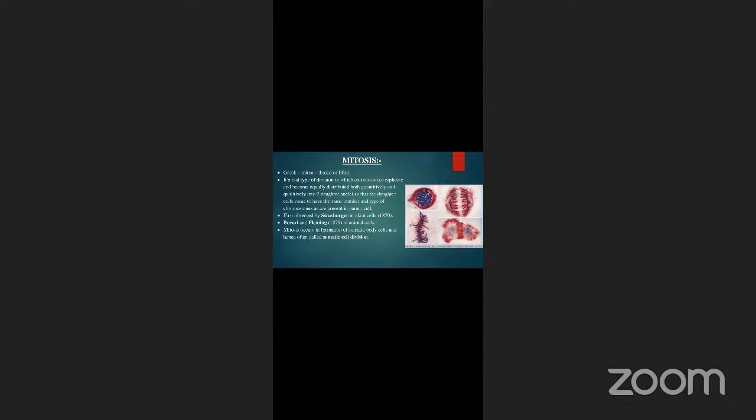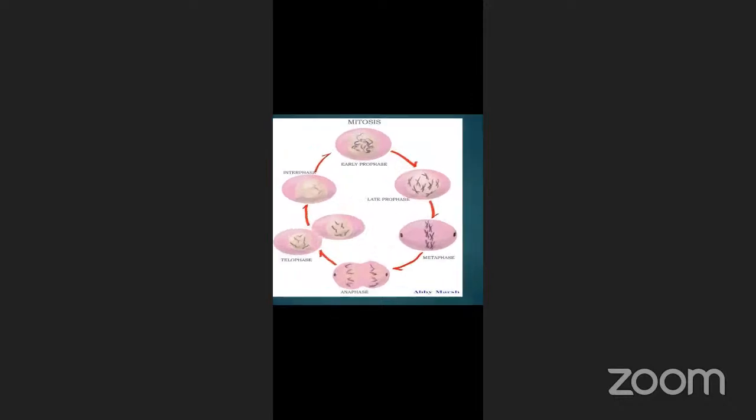Okay, so mitosis occurs in the formation of somatic body cells, that is non-reproductive cells. That is called somatic cell division. Whereas in the reproductive cells or germ cells, meiosis is observed. So in mitosis, we have early prophase, then late prophase, then metaphase, anaphase, telophase. After telophase, the cell division happens and again it enters into the interphase.